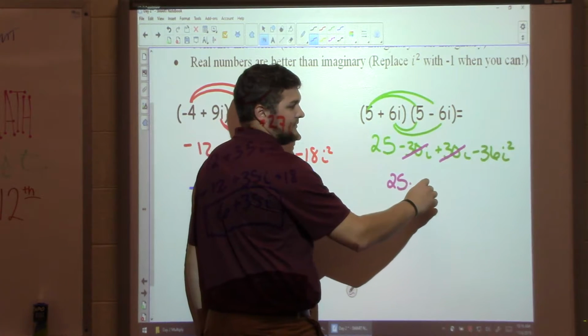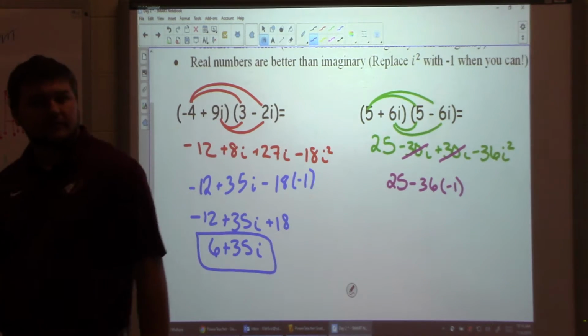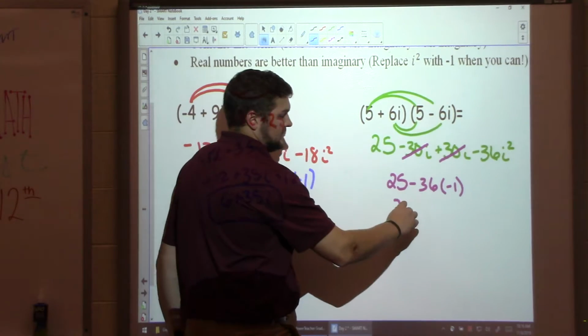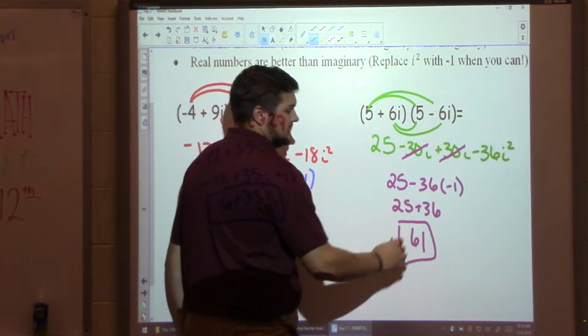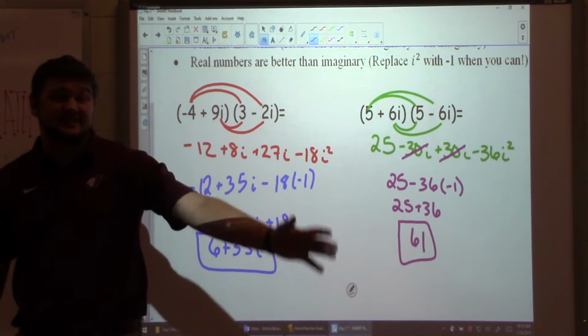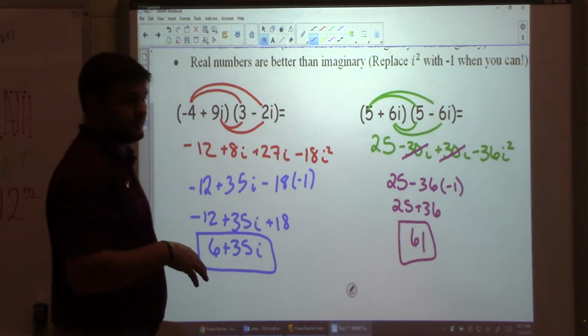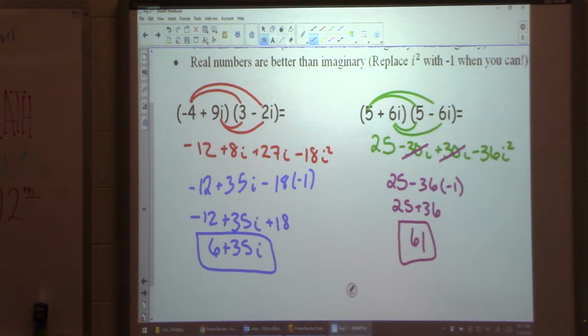I get 25 minus 36 times -1. Right? i squared always turns into -1. So 25 plus 36, which is 61. That's it. If you want to write 61 plus 0i, I'm fine with that as well. I don't know why you would want to do that, but you can. Otherwise 61 is a good answer. Any questions on that? We good? Okay, let's keep rolling. We're almost done.